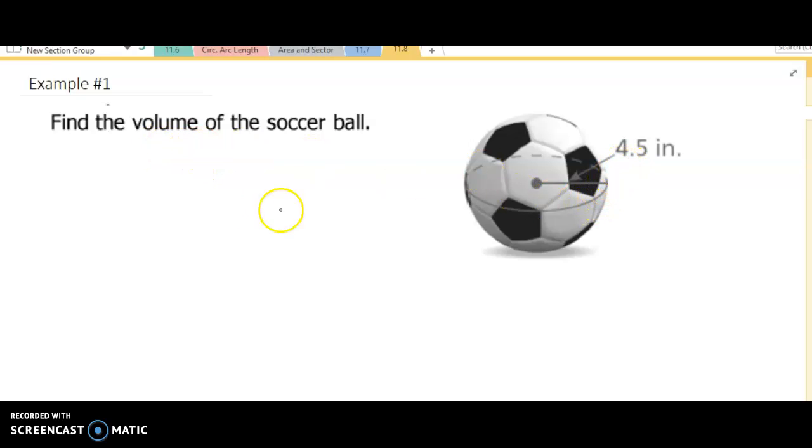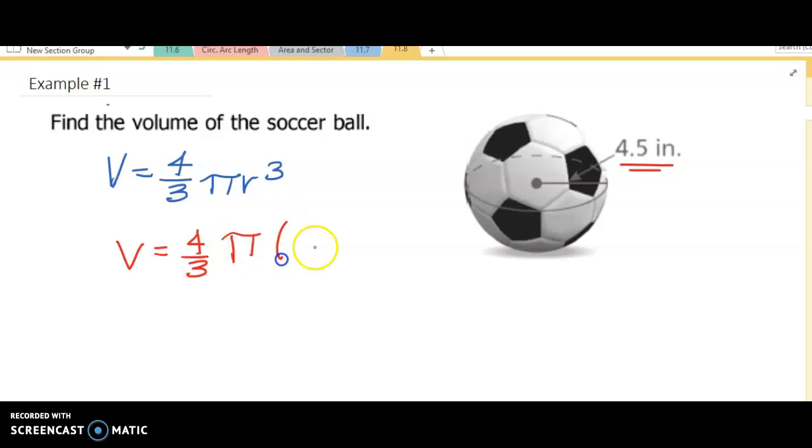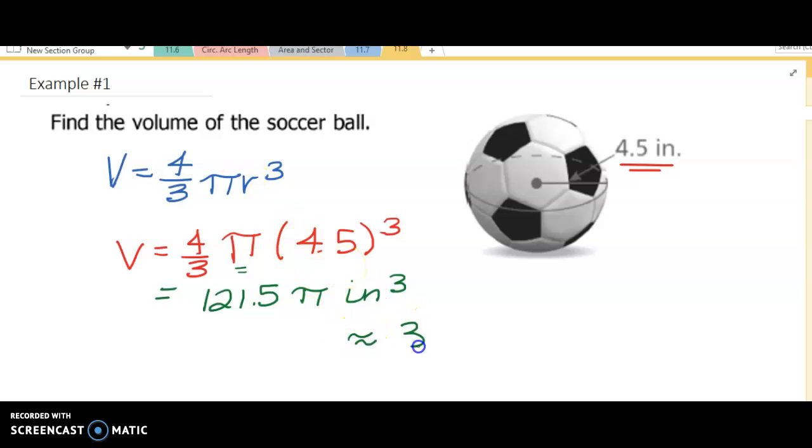It says find the volume of this soccer ball. Okay, so volume of a sphere is 4/3 pi r cubed. Well, my radius it gives us is 4.5. So volume equals 4/3 pi times 4.5 cubed. And if you put everything except pi in your calculator, you get 121.5. So it'd be 121.5 inches cubed. Or if you go ahead and put pi in your calculator, that's roughly 381.7 inches cubed. Okay, so this would be exact, this would be rounded.